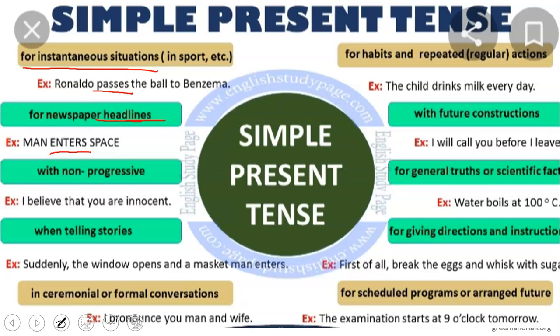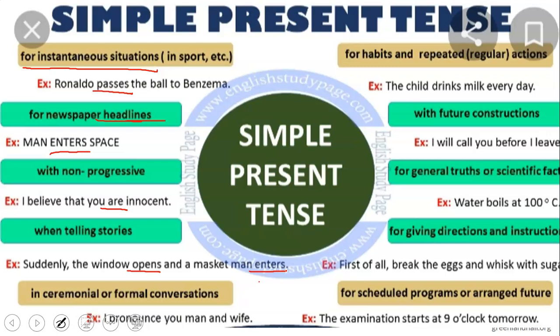We can also use it with non-progressive situations. I believe that you're innocent. Non-progressive. Now, we can use it when telling stories. Suddenly, the window opens and a masked man enters. We have opens and we have enters. The two words there show that the story is being told in the simple present form.